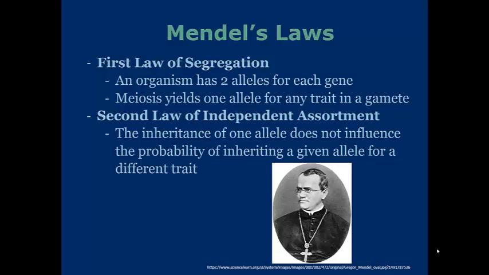The second law states that independent assortment is present. The inheritance of one allele does not influence the probability of inheriting a given allele for a different trait. So, if I were to get the gene for brown eyes, that would not affect my ability to get genes for black hair or blonde hair. Each gene is inherited independently of the others.